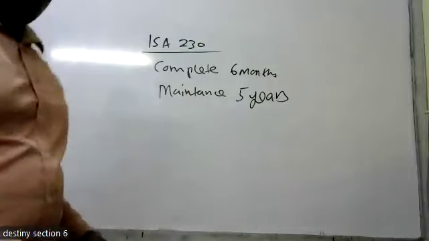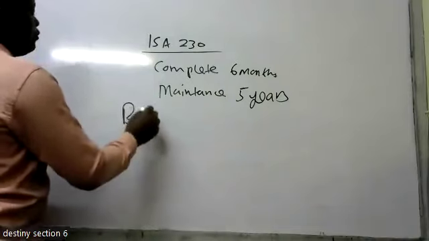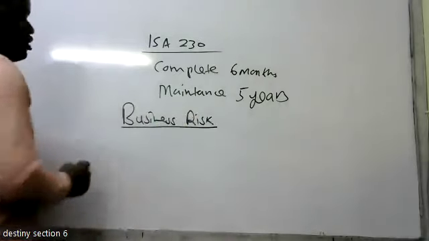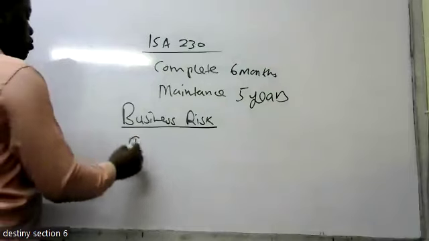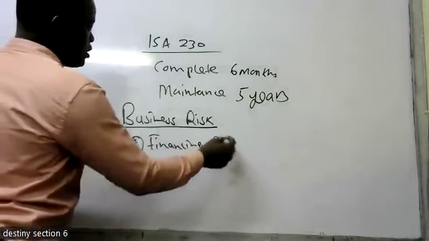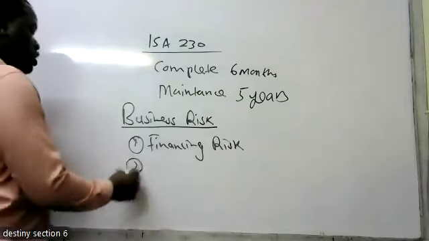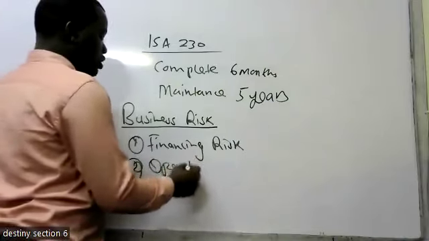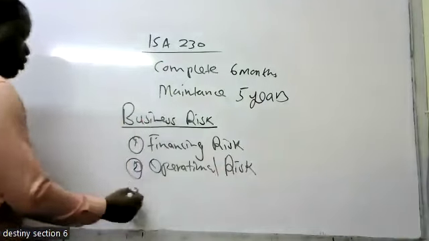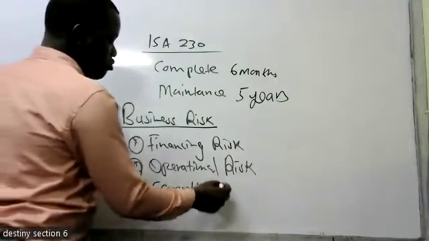So what we will do, as a good student, we do on business risk. This is what we need to do first: talk on the components of the business risk. Firstly, we have financing risk. Then secondly, we have operational risk. Then the last one, number 3, we have compliance risk. Then answering that question becomes so easy.